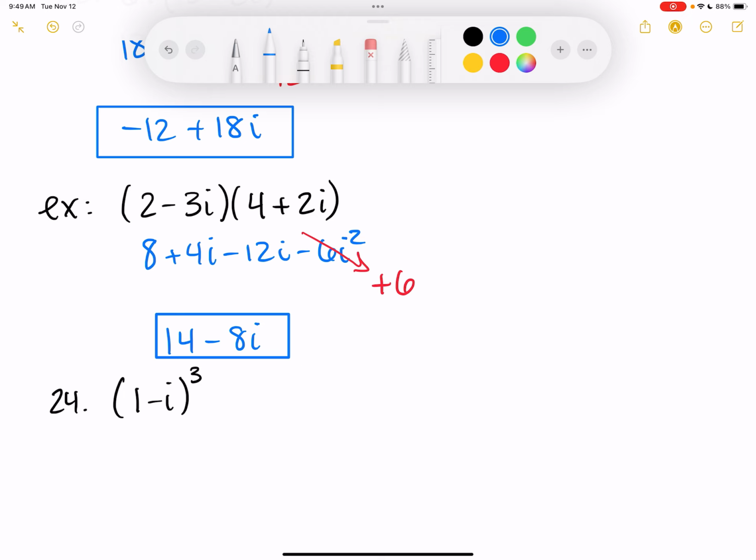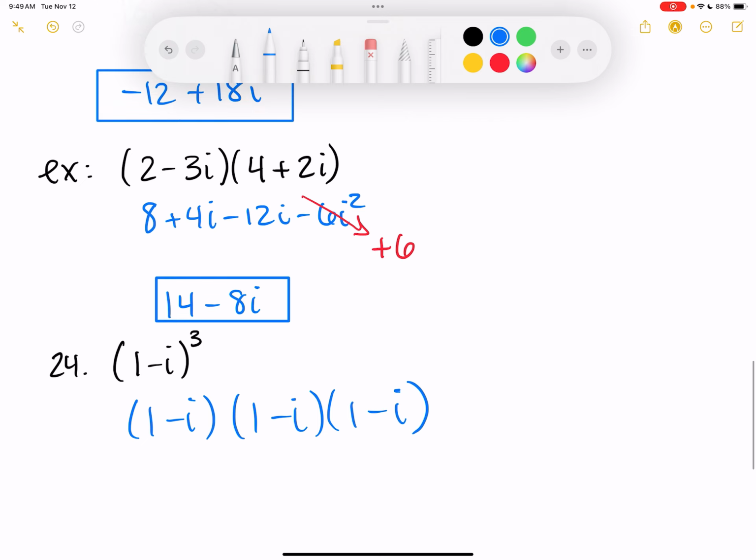So y'all are doing this, correct? You can't do that. That's not math. It's not allowed to do that. It means it should be 1 minus i times 1 minus i times 1 minus i. That's why I do this problem, because people tend to do what y'all just did.